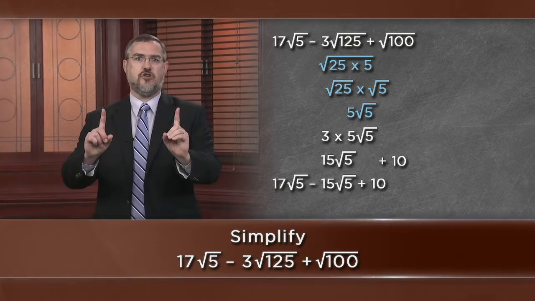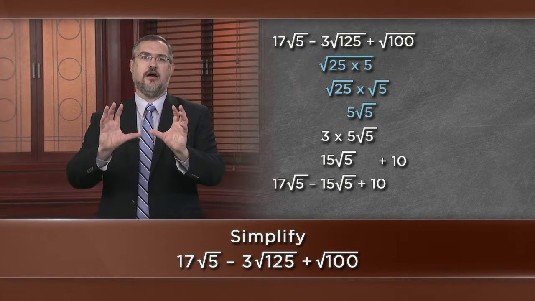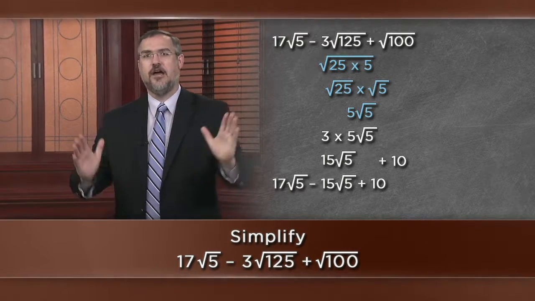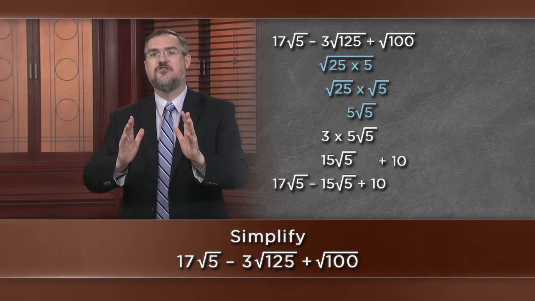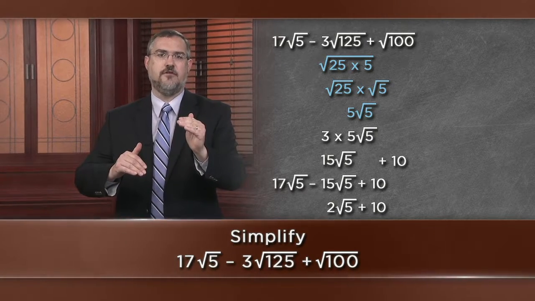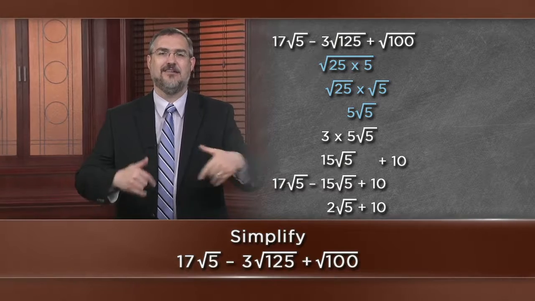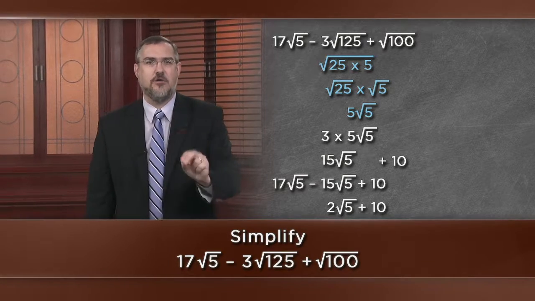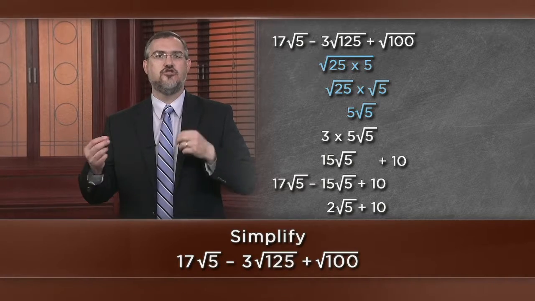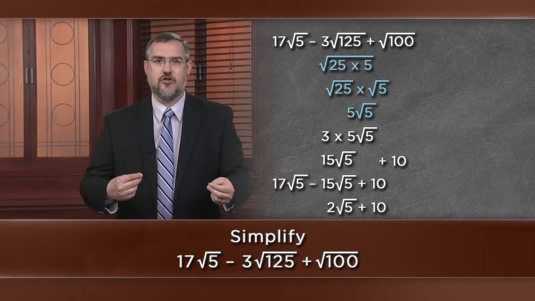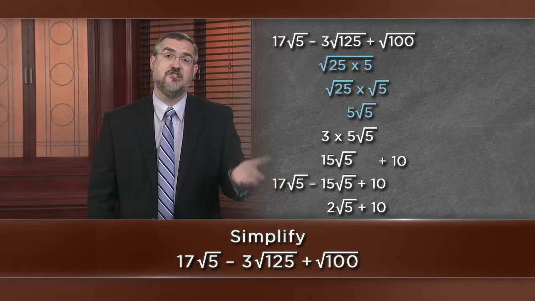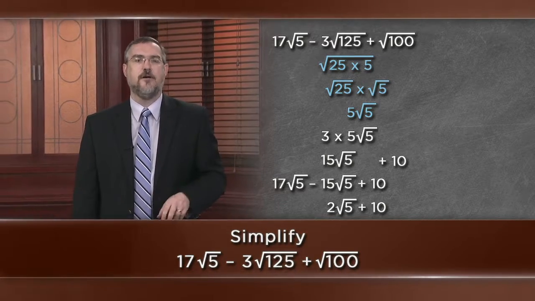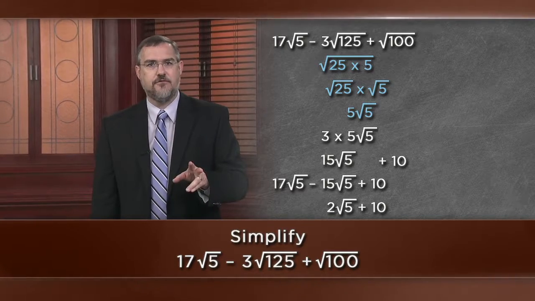And those first two terms are like terms because they both have a square root of 5 in them. 17 minus 15 equals 2. And so those first two terms combine to give me 2 times the square root of 5. And then, of course, I have to add the 10 at the end. That was there anyway. Now, notice that that 10 cannot be combined with the other term. Those two terms now are not like terms because the second term is missing a square root of 5. And so my final answer that I'm going to write here is 2 times the square root of 5 plus 10.